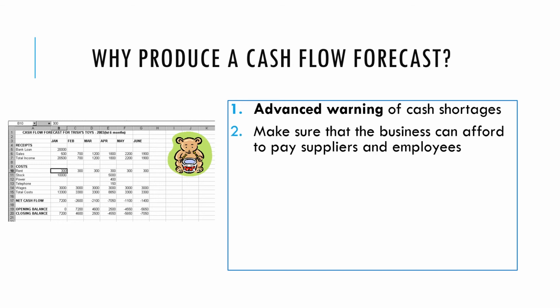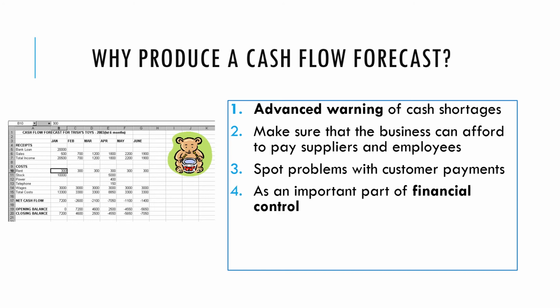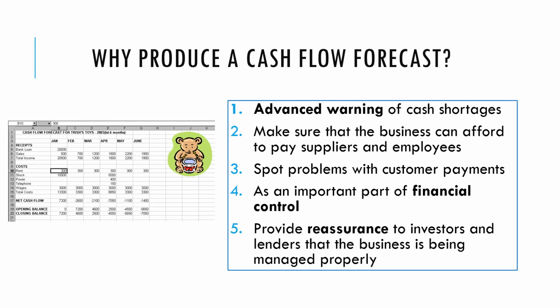Secondly, it can make sure the business has enough money, cash, to pay their suppliers and employees in the future. They can potentially spot problems with the amount of cash that is being received from customers. Maybe they're forecasting that in one month they're not going to receive enough cash from customers. It's an important part of the finance department to control the amount of cash coming into a business, because it's very serious if the business runs out of cash. It could be the end of the business.